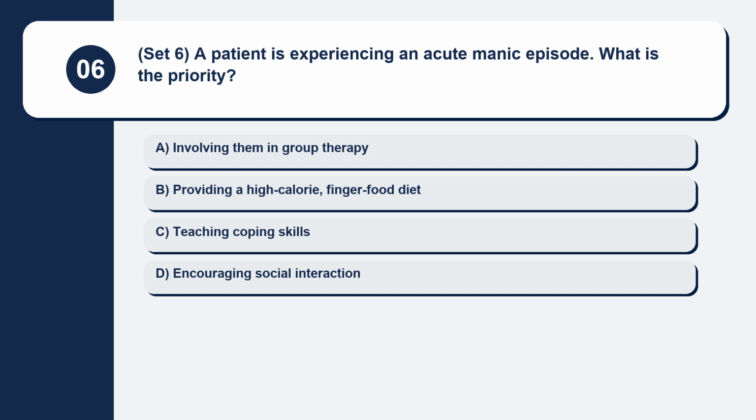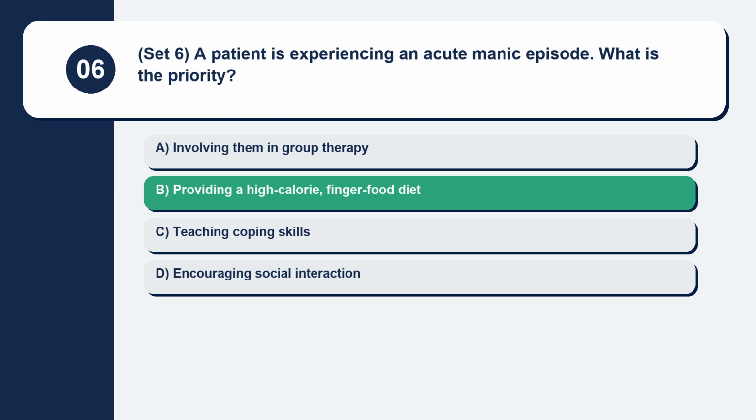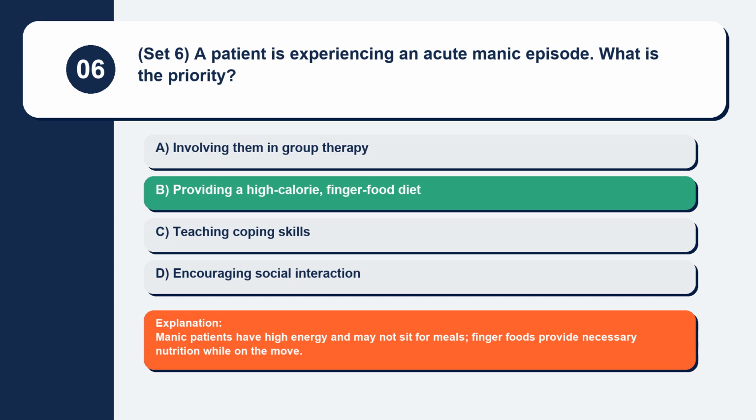Question 6. Set 6. A patient is experiencing an acute manic episode. What is the priority? Involving them in group therapy, providing a high-calorie finger food diet, teaching coping skills, encouraging social interaction. Manic patients have high energy and may not sit for meals. Finger foods provide necessary nutrition while on the move.